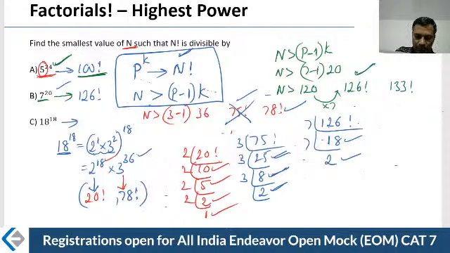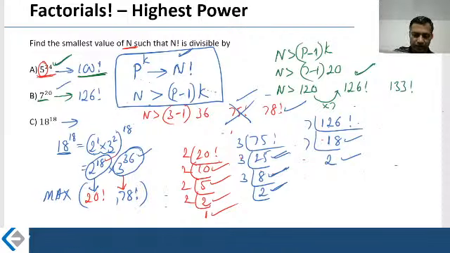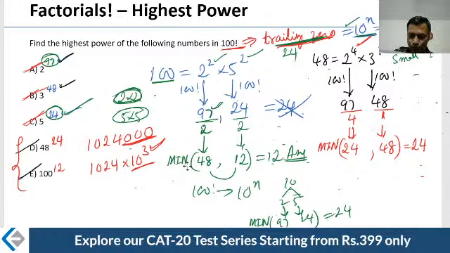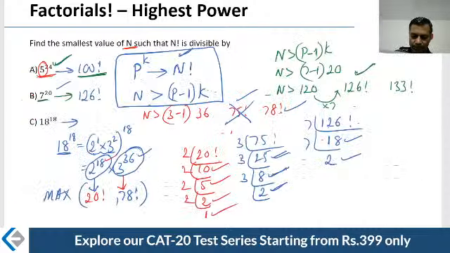Now what you should be doing here is take the maximum of the two, because it has to accommodate both the powers. It has to accommodate 3 power 36 and at the same time 2 power 28. Earlier, you did the minima. This time you should be doing the reverse of this: the maximum of the given two.